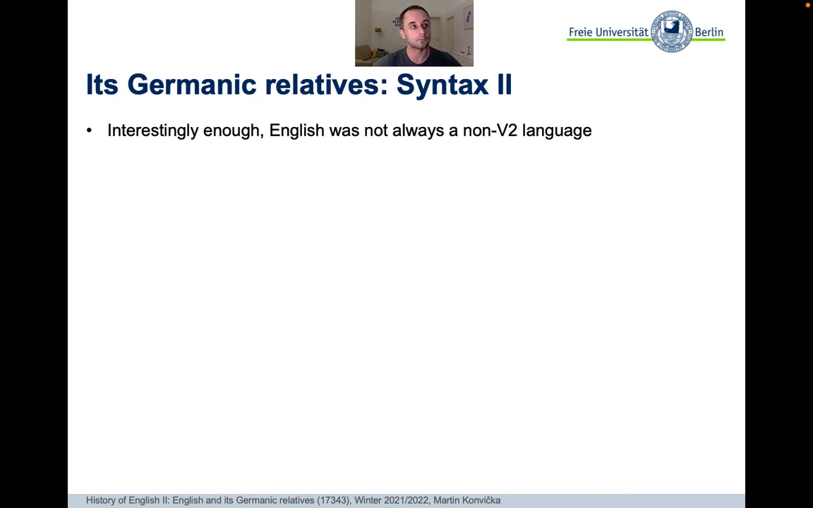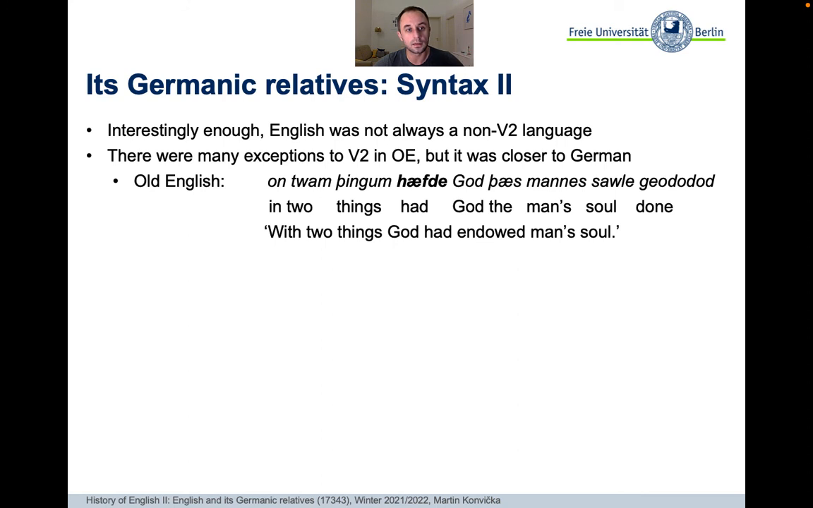English was probably never a real V2 language, because the distinction is a bit more complicated, and I'm not going to discuss the details, but it's not only V2 languages and non-V2 languages. There are also mixed languages in between, and different versions of V2 languages. But if we take a look at Old English, we would see that it was way closer to German as it is nowadays than to present-day English.